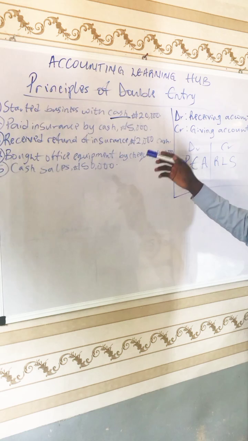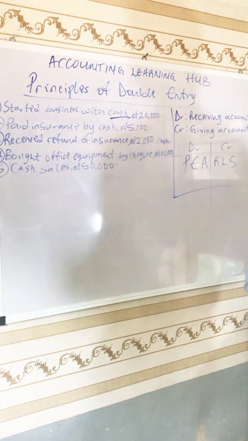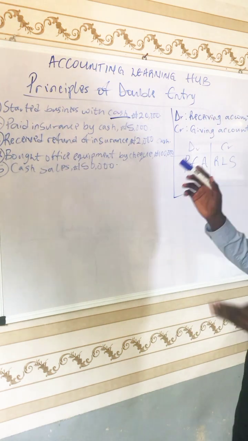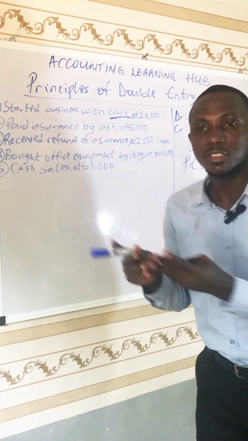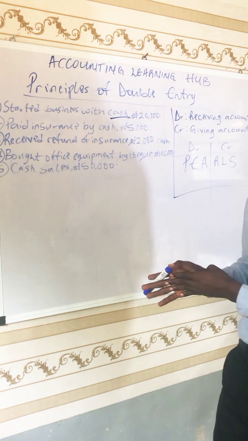We started business. Sorry for the interruption. We started business with cash. It means our business received cash of 20,000 naira.